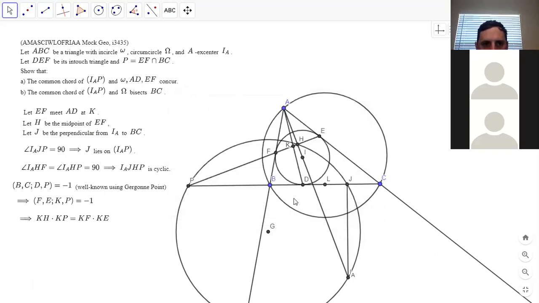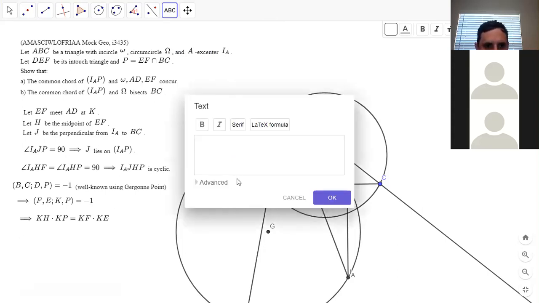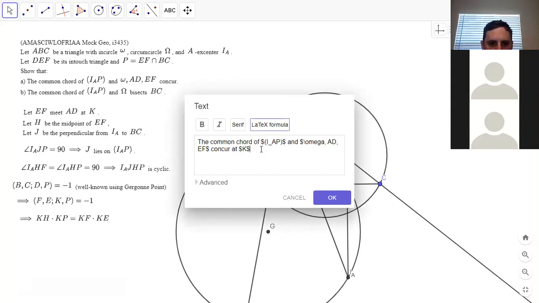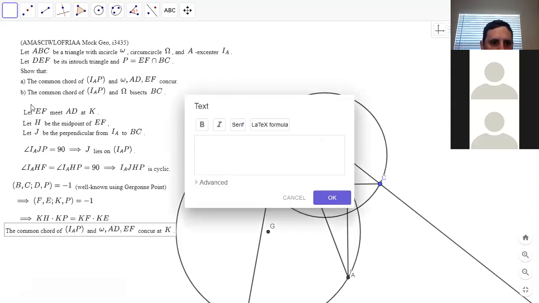So I'll say that these three concur at K. And a similar argument is true with L. So let L be the midpoint of BC.